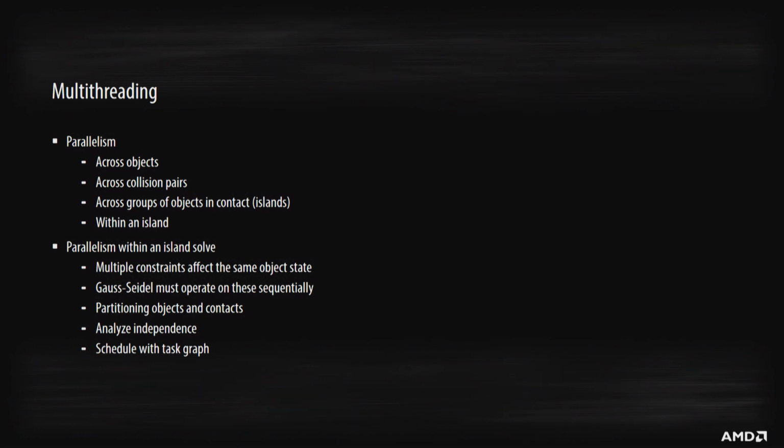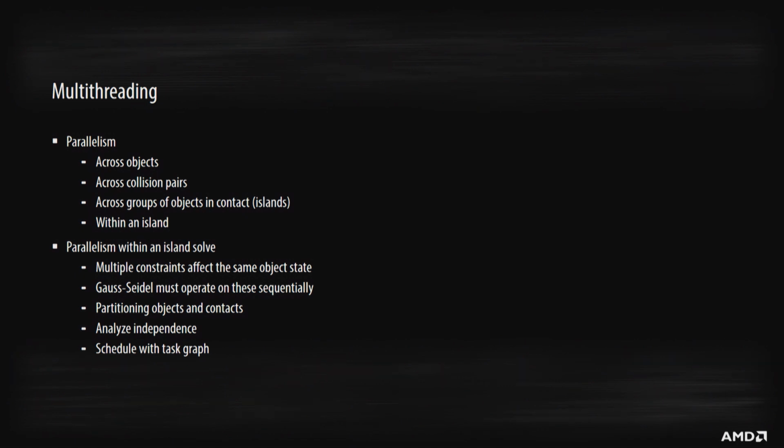So we've done a lot of work on multi-threading, and that includes seeking out all the parallelism we can find. We've done a lot of the easy parallelism so far, I guess, and some harder parallelism. Easier in a sense is across objects. Different objects are independent, at least in many parts of the system. And then also you have collision pairs, which can largely be processed independently.